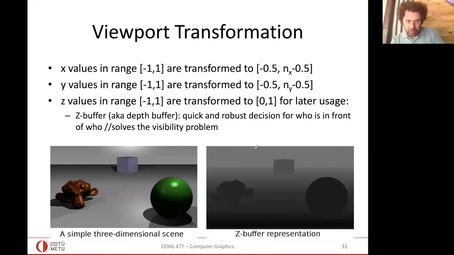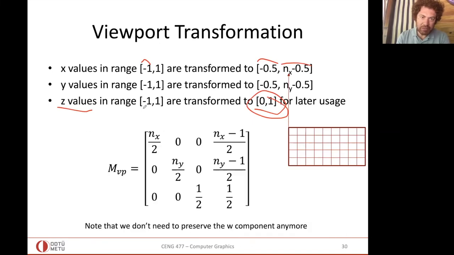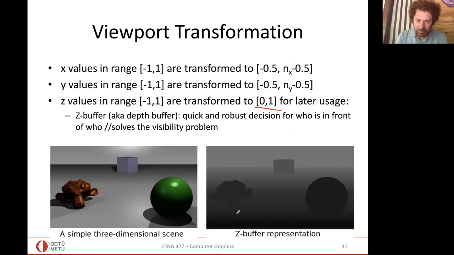So let's finally talk about the Z buffer or depth buffer. So these 0, 1s, which will be mapped. So you are basically squeezing this interval of size 2 into an interval of size 1. So you are obviously taking some halves. So this matrix can also be derived easily. And now, what to do with the Z buffer? Actually, it is for the quick and robust decision of who is in front of who for the visibility problem.